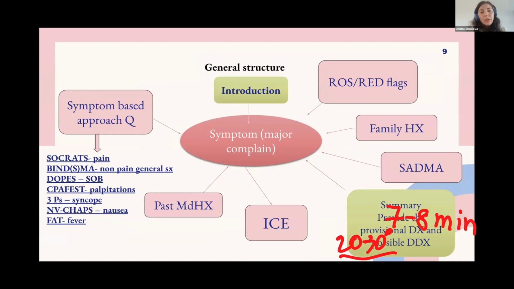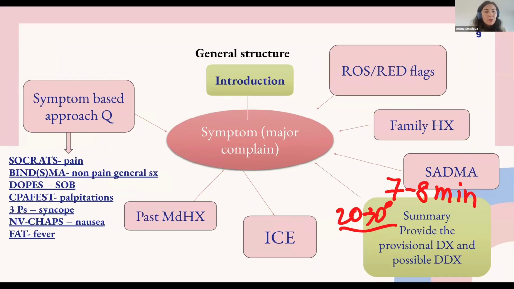Here, I also added some abbreviations like BINDSMA, DOPS for shortness of breath, for palpitation, CRAFIST, 3Ps for syncope, for nausea and fever. Please review it in your own time. I hope this is clear how you need to do your history taking part.